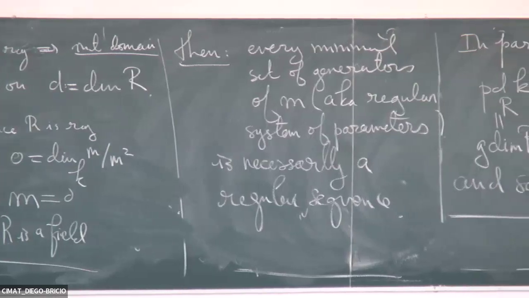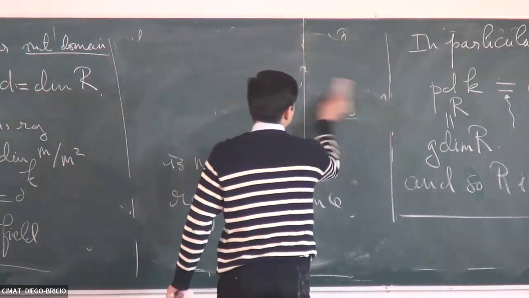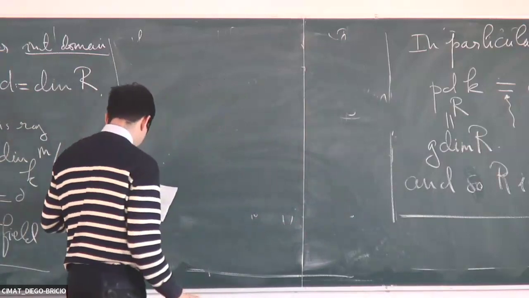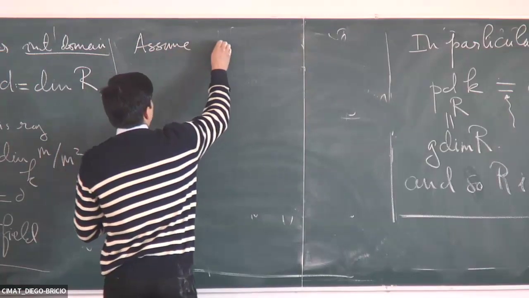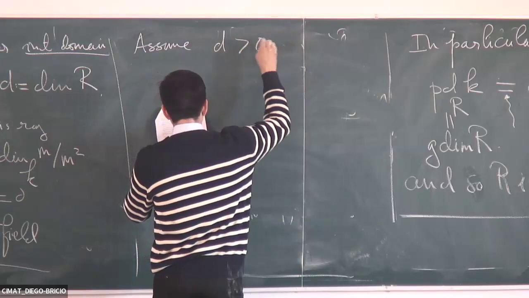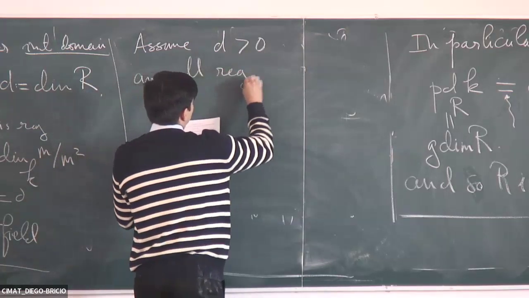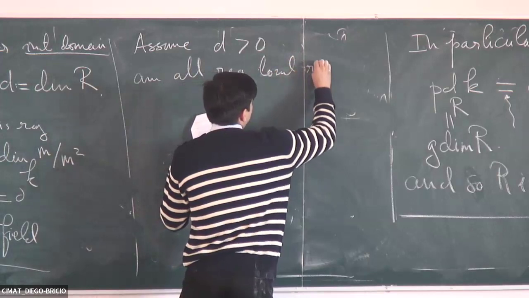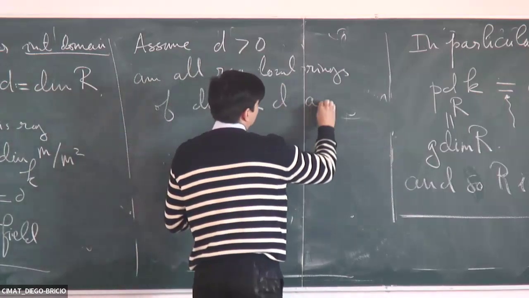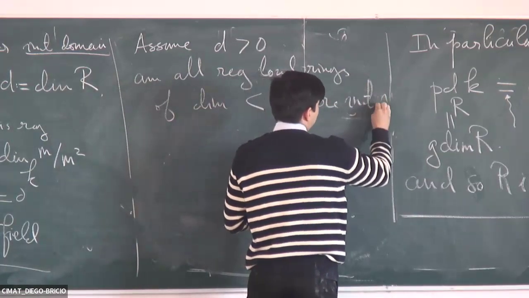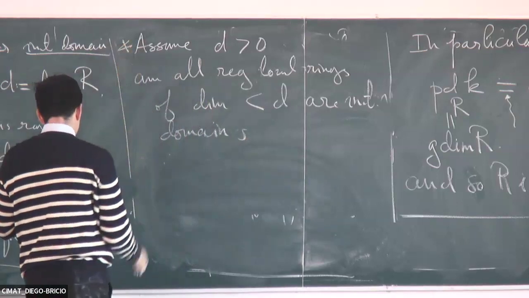Okay, let's go here. So now assume the ring has positive dimension, and all regular local rings of dimension less than d are integral domains. Okay, this is the inductive step.